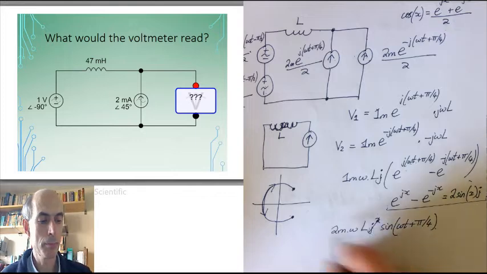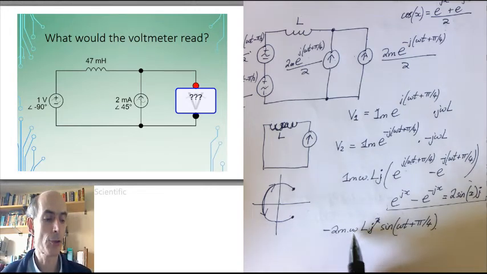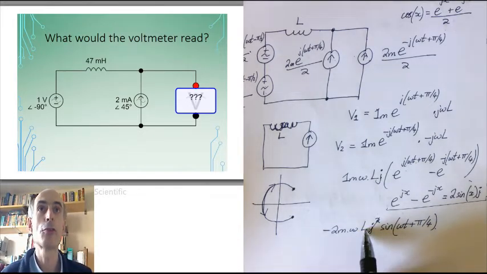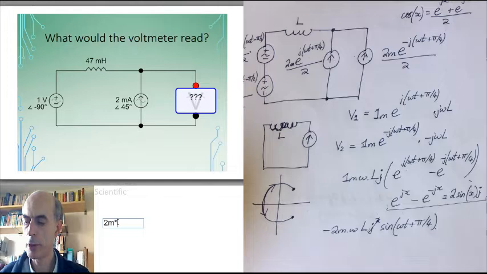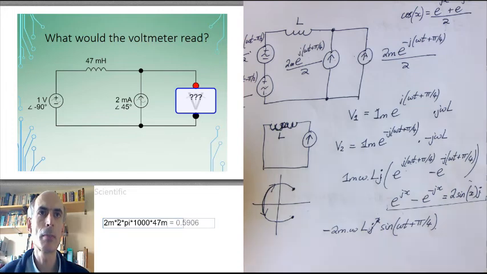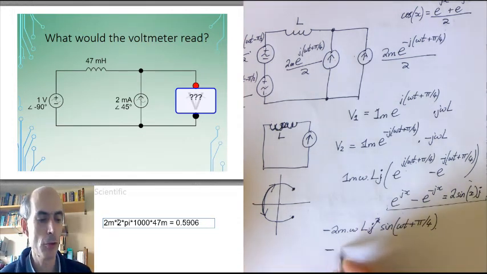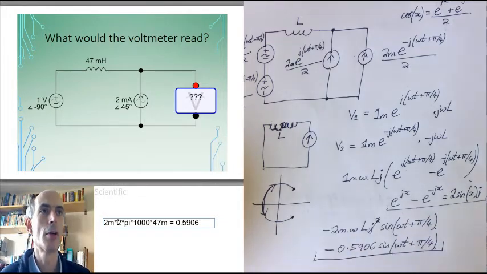J squared is minus 1. To progress, we're going to need to know what the frequency is. Now, we're working at 1 kilohertz, so omega, the angular frequency, will be 2 pi times 1 kilohertz, which is 2000 times pi. And the inductance is 47 millihenries. So all of that together gives me 2 milliamps times 2 times pi times 1000, that's the angular frequency, times the inductance of 47 millihenries, 0.5906. So this is minus 0.5906 times sine of omega t plus pi over 4. That is the contribution of the two current sources.